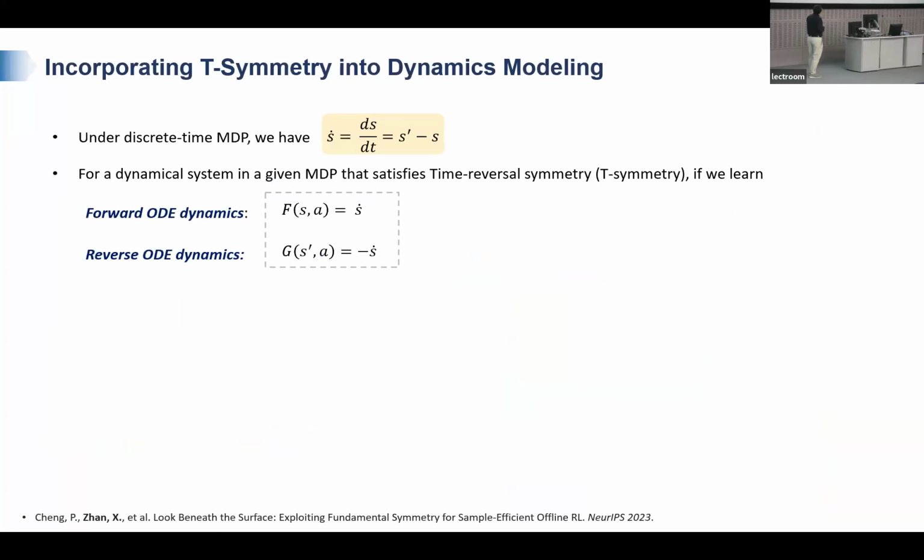So how to do that? How to incorporate this kind of symmetry into algorithm development. What we can do is embed a pair of ODE dynamics. One is operating in the forward direction of time, the other in the reverse direction of time. The things they predict are just opposite values, so they sum to zero. That is the symmetry.